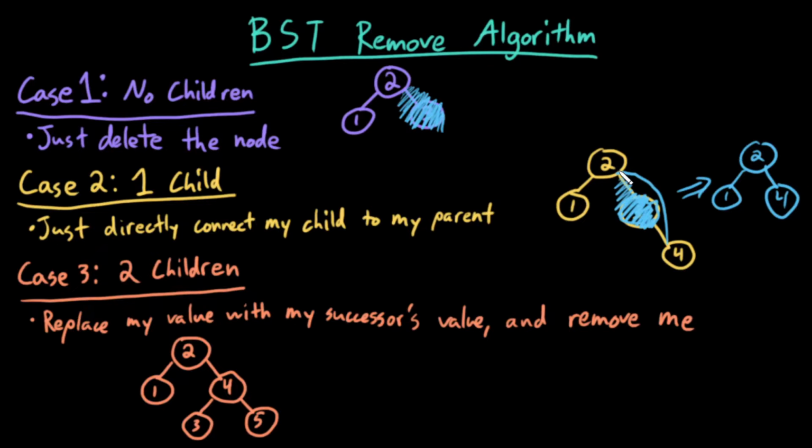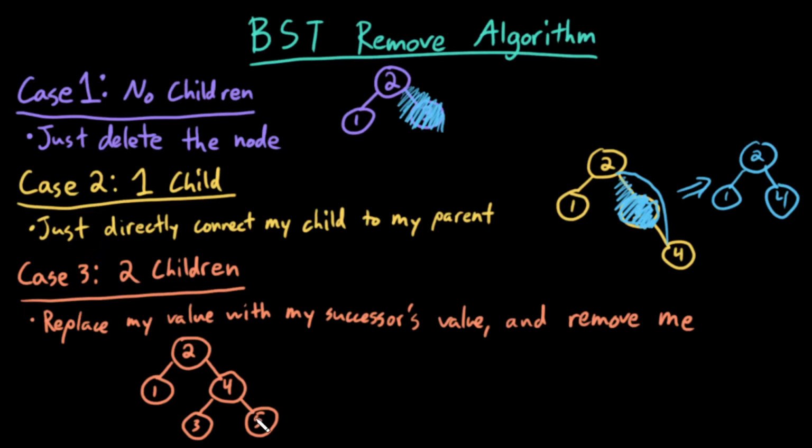Okay, so those two examples weren't too bad. But what about the case when I have 2 children? In this example, what if I'm trying to remove node 4 from my binary search tree? Again, I start at the root. Is 2 equal to 4? No, it's not. 4 is greater than 2, so I traverse right. Is 4 equal to 4? Yes, it is. Therefore, for the removal algorithm, I need to find my node's successor, swap its value with mine, so put its value in my place, and then remove me. So swap my value with my successor's value, and then remove me.